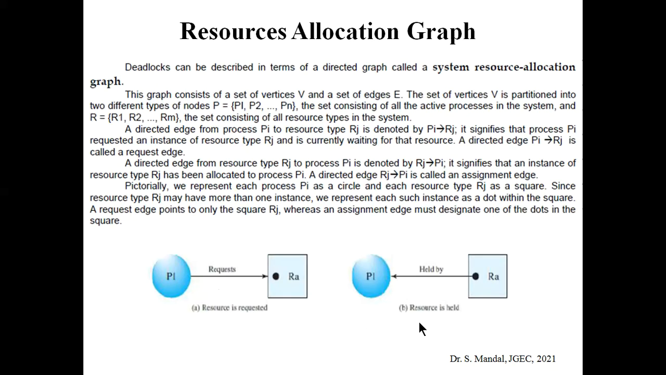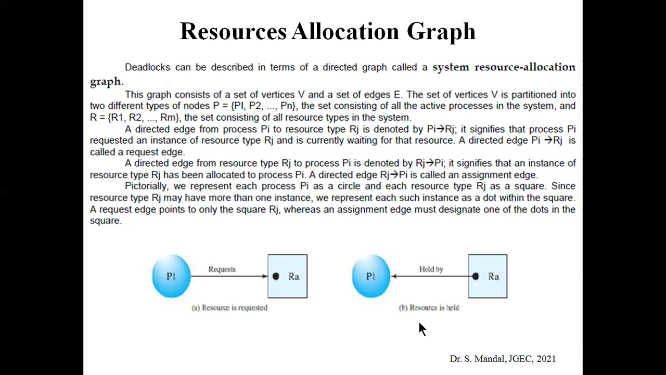Now, deadlock can be described in terms of a directed graph, that is known as the resource allocation graph. So, what is a resource allocation graph? Basically, this graph consists of a set of vertices and a set of directed edges. Vertices are basically of two types. One is process, another is resources. So, vertices consist of two types of nodes.